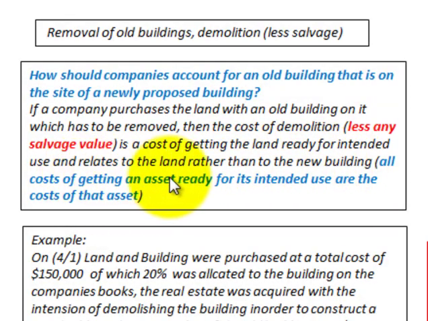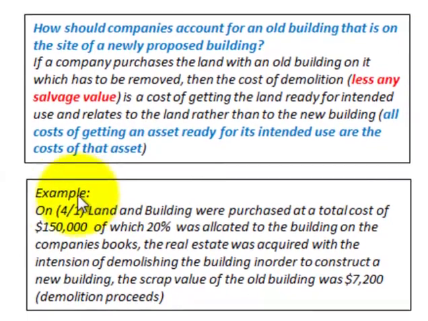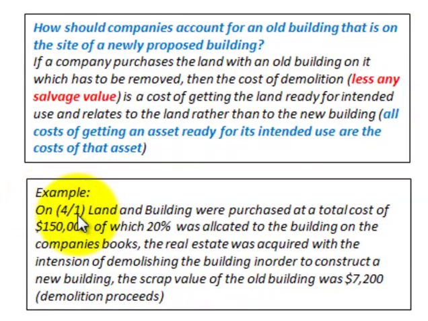So all the costs of getting an asset ready for its intended use are the cost of that asset here. Example: On April 1st here, land and building were purchased at a total cost here of $150,000, of which 20% here was allocated to the building, so 80% would have been allocated to the land. And that's what was recorded on the company's books.